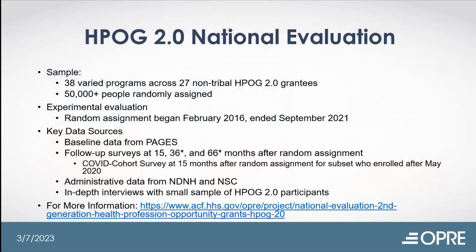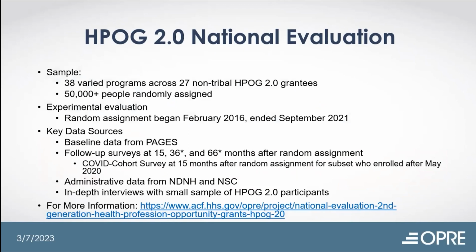So now I'll talk a little bit about the HPOG 2.0 national evaluation. So again, these are the grants that were awarded in 2015. This time, all 27 of the non-tribal HPOG 2.0 grantees participated in the impact evaluation. Those grantees operated 38 distinct programs. Across the entire time that HPOG 2.0 programs were operating, they randomly assigned more than 50,000 people.